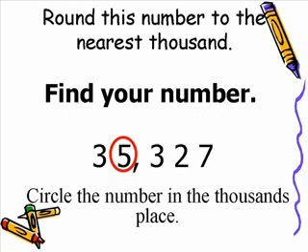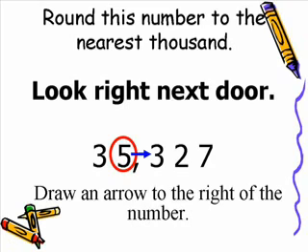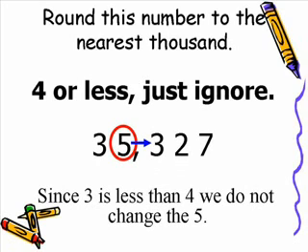Let's try this one more time. Let's look at another example. Let's round 35,327 to the nearest 1,000. Remember the point. Find your number. In this case, the 5 is in the thousands place, so that 5 is circled. Next line of the poem, look right next door. Again, we're going to draw an arrow from the number that we're going to round to the right, and you can see that there is a 3 to the right of the 5, according to the arrow.